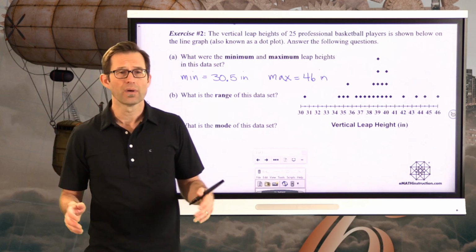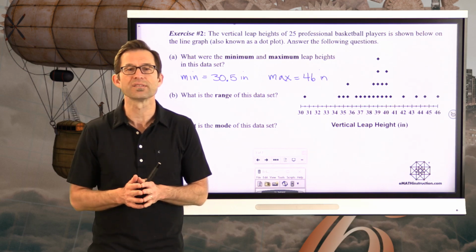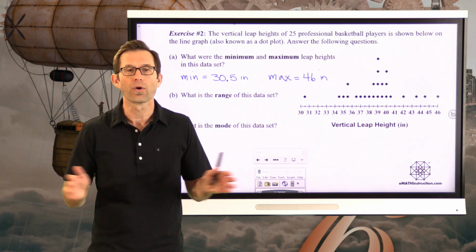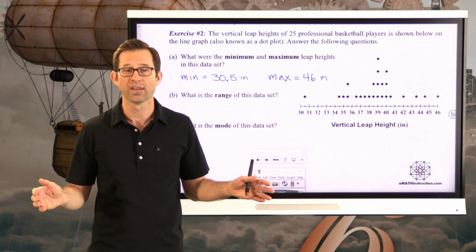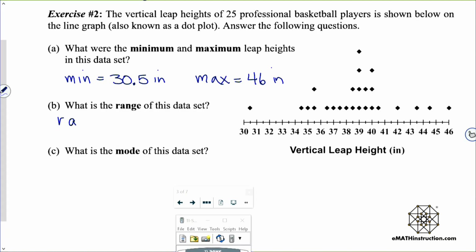Now, range has a very simple formula. We'll go through that in just a moment, but range literally gives us a sense for how wide or how much variation there is in a data set. Because the range, and I would suggest writing down this formula, the range is simply the maximum value minus the minimum value, right? The larger the range is, the more variation there is in the data set. And the smaller the range is, the less variation there is in a data set.